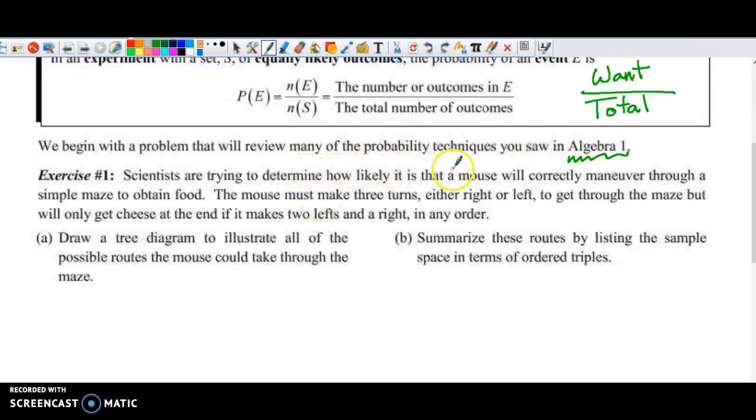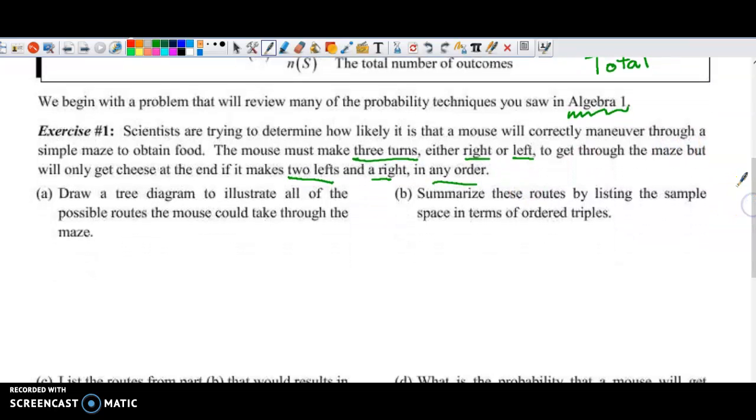So we're trying to determine how likely it is that a mouse will correctly get through a maze. He has to take, or she has to take, 3 turns, right or left, to get through the maze, and only gets cheese at the end if it makes 2 lefts and a right in any order. So if you think about it, you can make a tree diagram of how this maze goes.